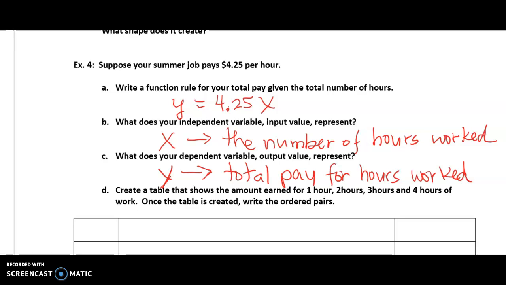All right, so again, to figure out the total pay for the hours we worked, y equals, we're going to take the pay per hour, which is $4.25, times the number of hours we worked, x. So our function rule is y equals 4.25 times x.